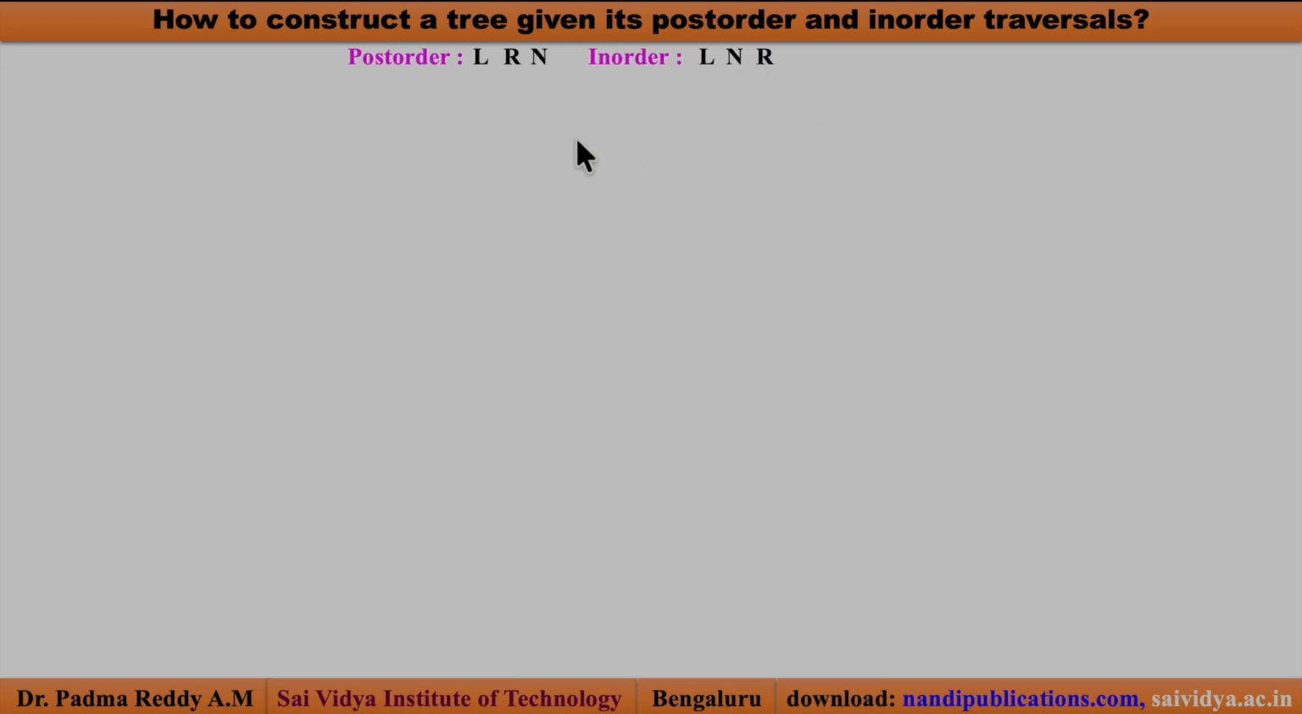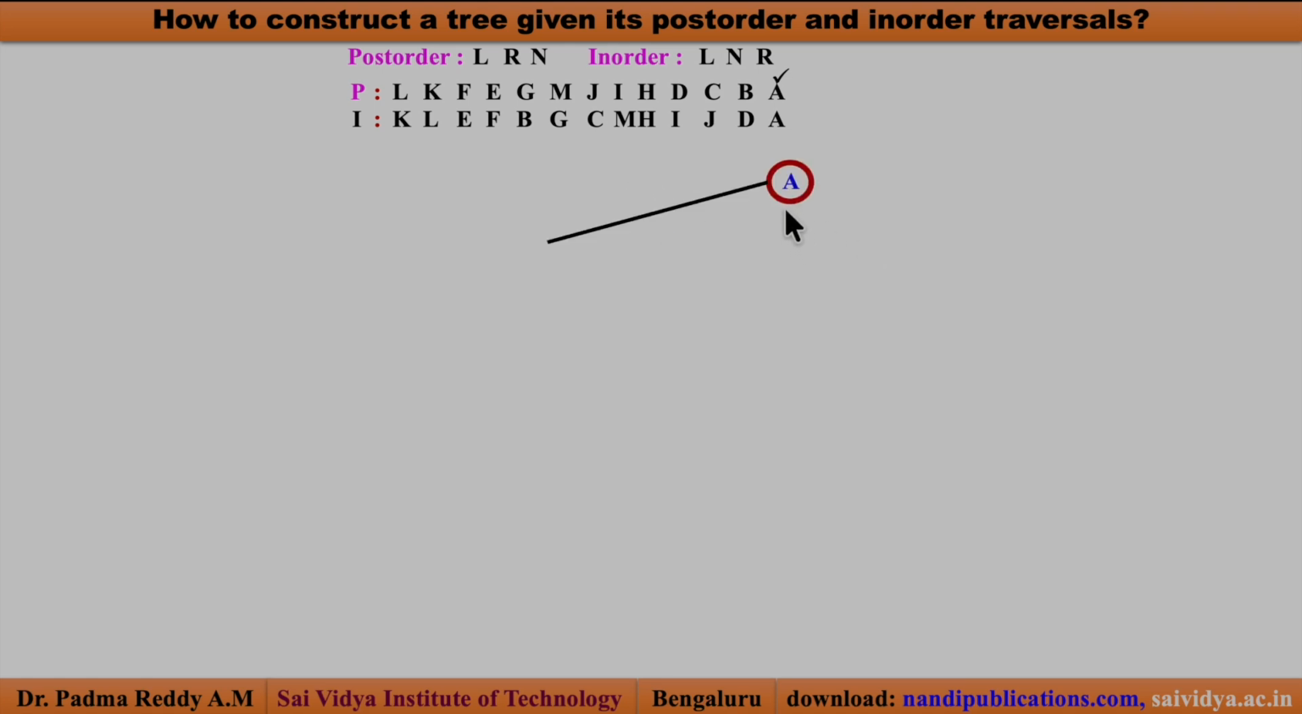Let me assume this is the post order traversal and this is the in order traversal. In the pre order, first becomes the root node. But here in the post order, where is the root node? The last one is the root node. So n represents the root node. So here A becomes the root node. If A is the root node, what comes towards left of A, what comes towards right of A, that is decided by the in order.